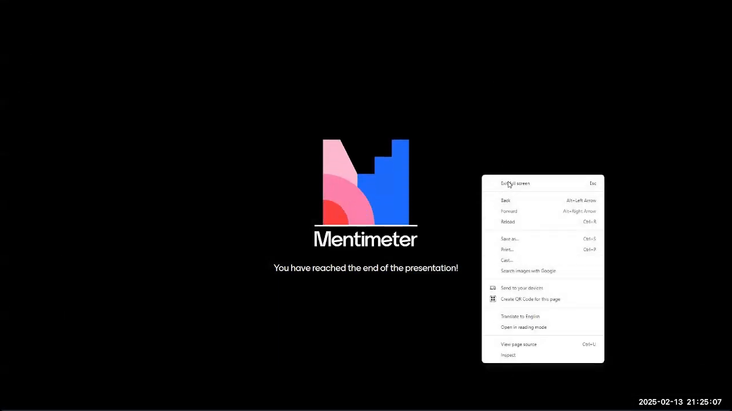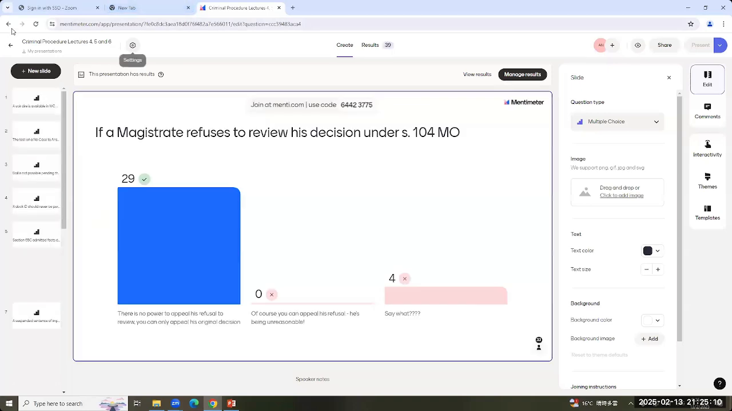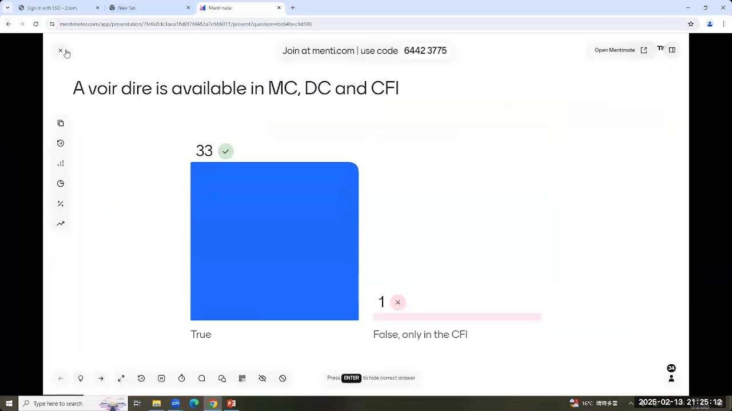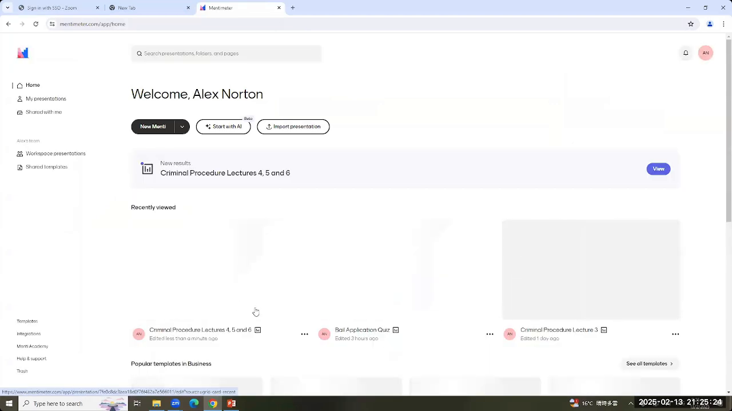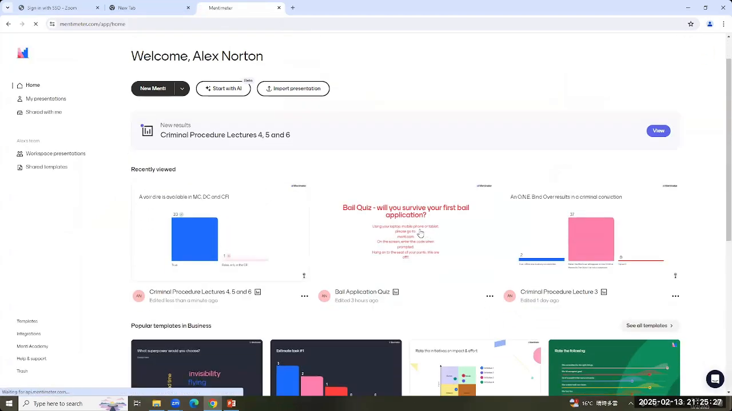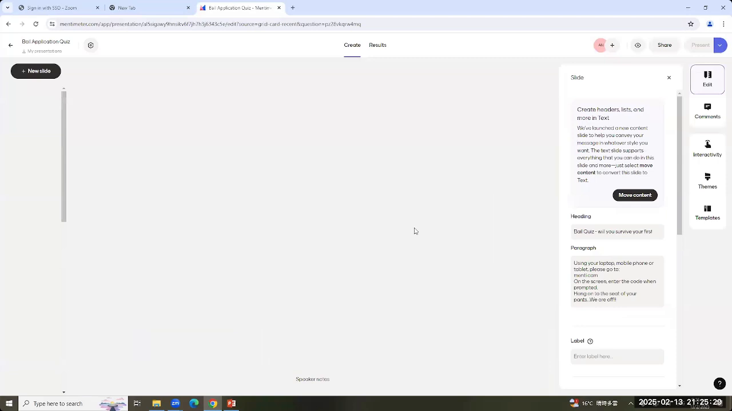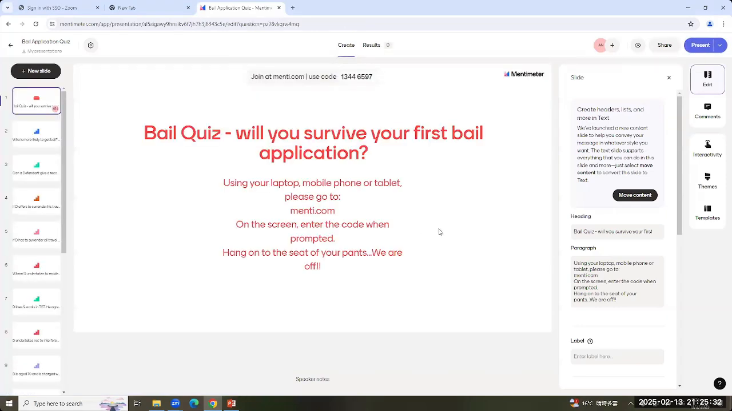So, I have one more quick quiz to do. We've done some of these questions already, but just to end, because I know you're worried about your bail applications, let's do one more quick one. So menti.com, you have to exit out, input the new code 13446597. So 13446597.